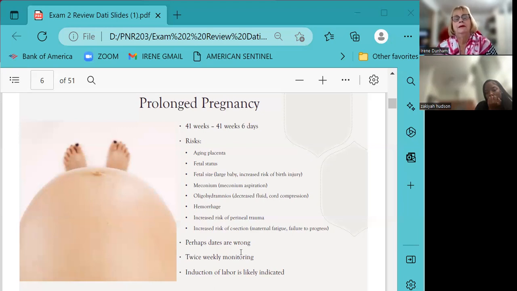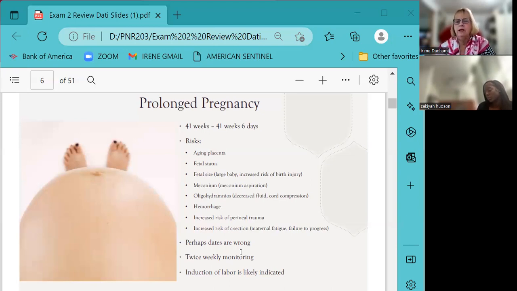And then of course you have this too, where maybe she was off a little bit on her dates. That can happen. But in today's world with our ultrasounds, especially that first ultrasound that's done when they first come in on the first initial visit, we do a crown rump measurement. And that really gives us a good idea of when they're due. So we don't see that as much.